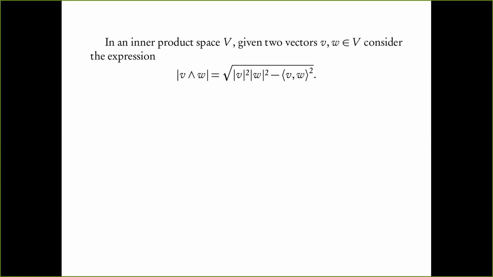So V and W are vectors. V wedge W doesn't really make sense unless you think of V wedge W as an element of wedge 2 of V, but this is just a notation. Whatever this object is, the absolute value of V wedge W is by definition this number: the square root of mod V squared mod W squared minus inner product VW squared. And by the Cauchy-Schwarz inequality, we know that the quantity inside the square root is non-negative, so the positive square root exists. So the absolute value of V wedge W is a non-negative quantity.